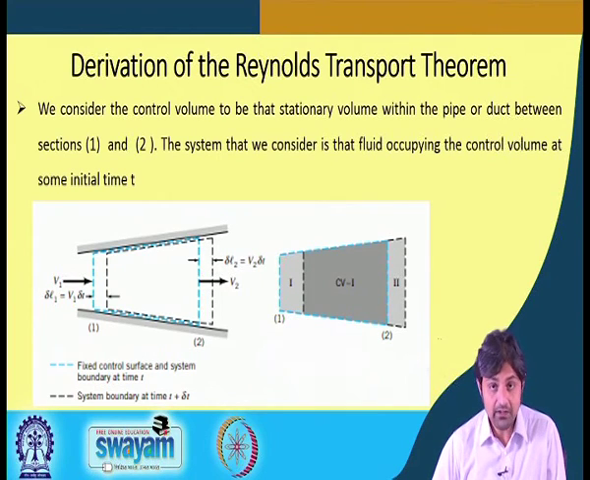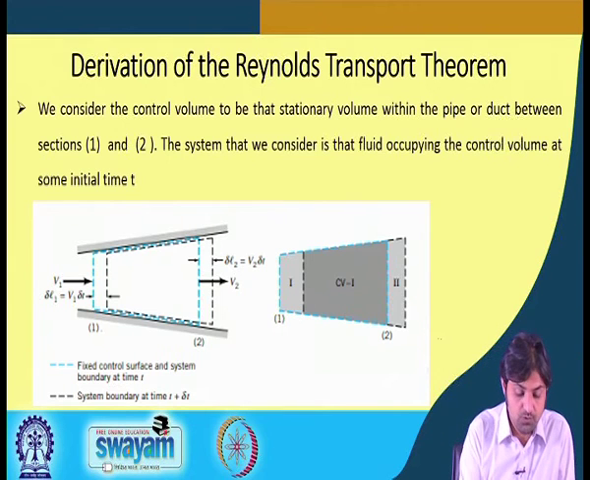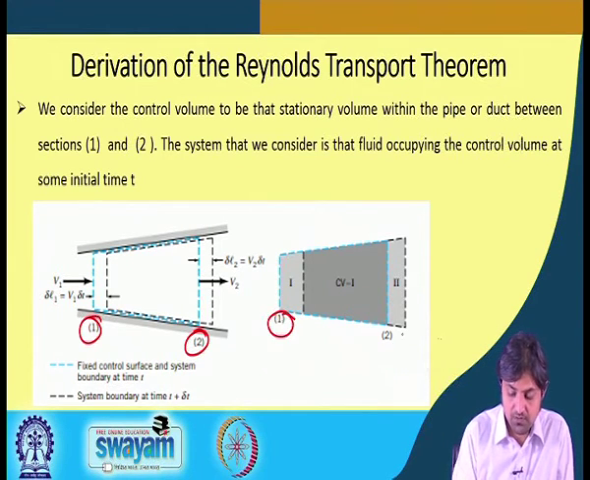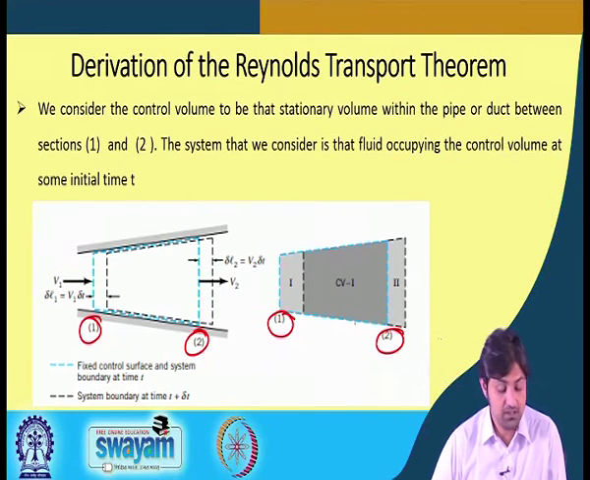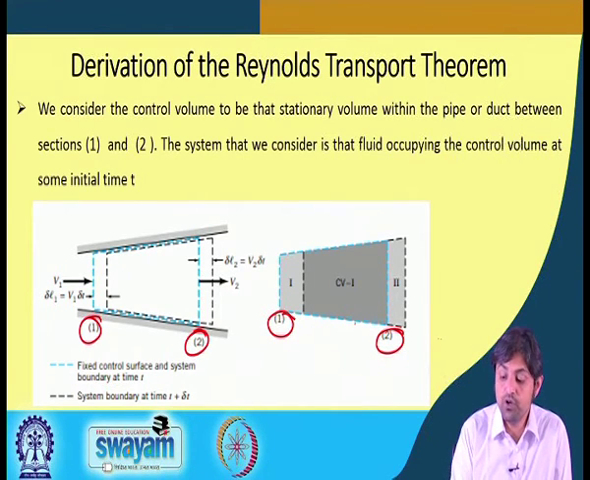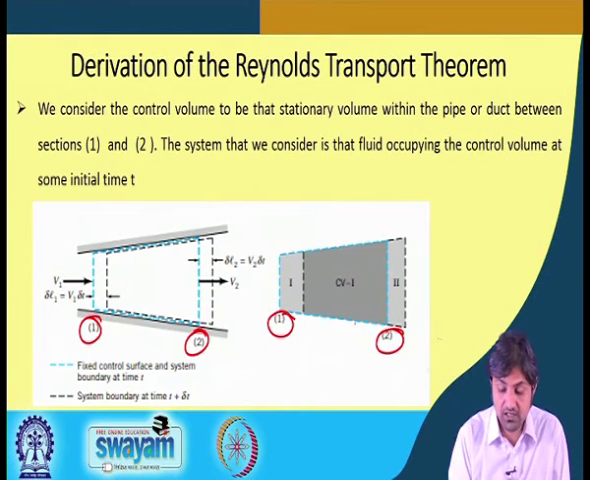So again repeating, we consider the control volume to be that stationary volume within the pipe or duct between section 1 and section 2. This is section 1, this is section 2, in this figure. The system that we consider is that fluid occupying the control volume at some initial time t.